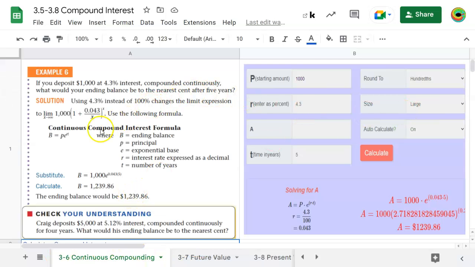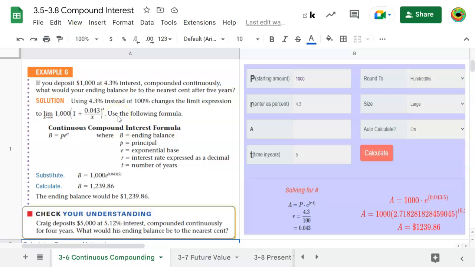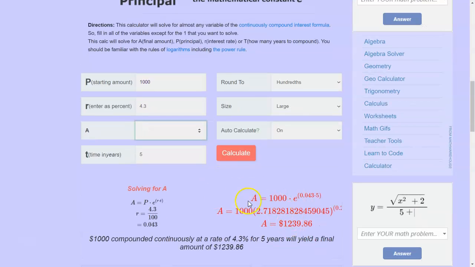So, if I wanted to try this out, I could put in, let's see here, $1,000 at 4.3% compounded continuously after 5 years. So 1,000, 4.3, 5 years. So I can say my starting amount is 1,000, my rate 4.3, okay. Time is after 5 years. Don't need this at all. And then right below, you see the calculation automatically pop up. It also gives the formula with all the calculations.